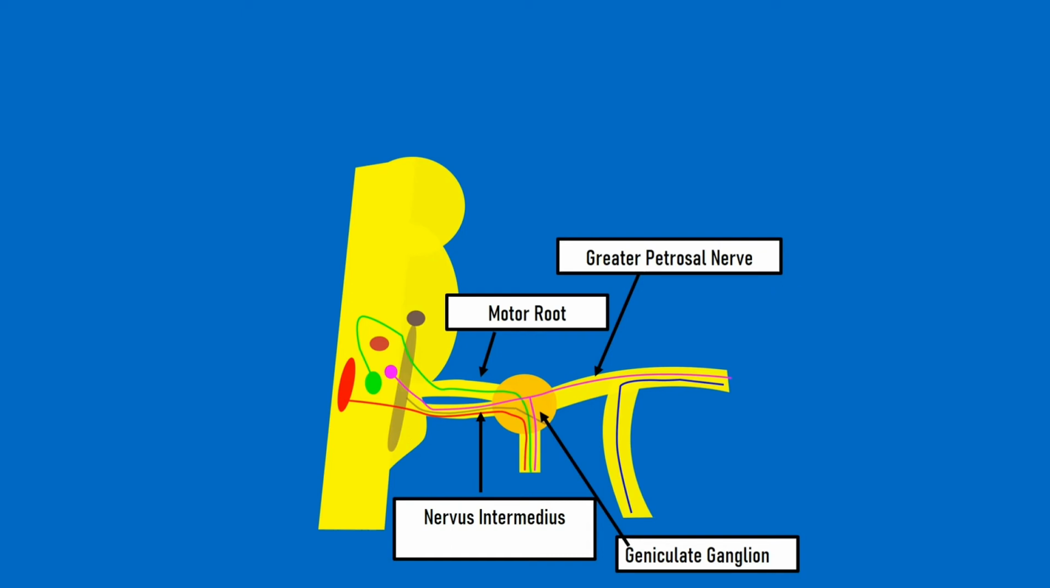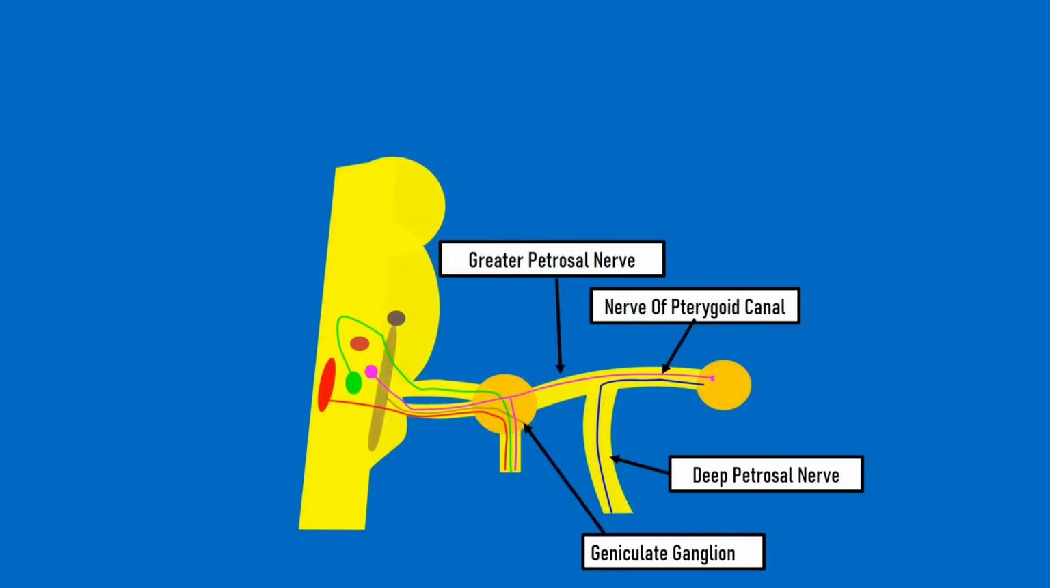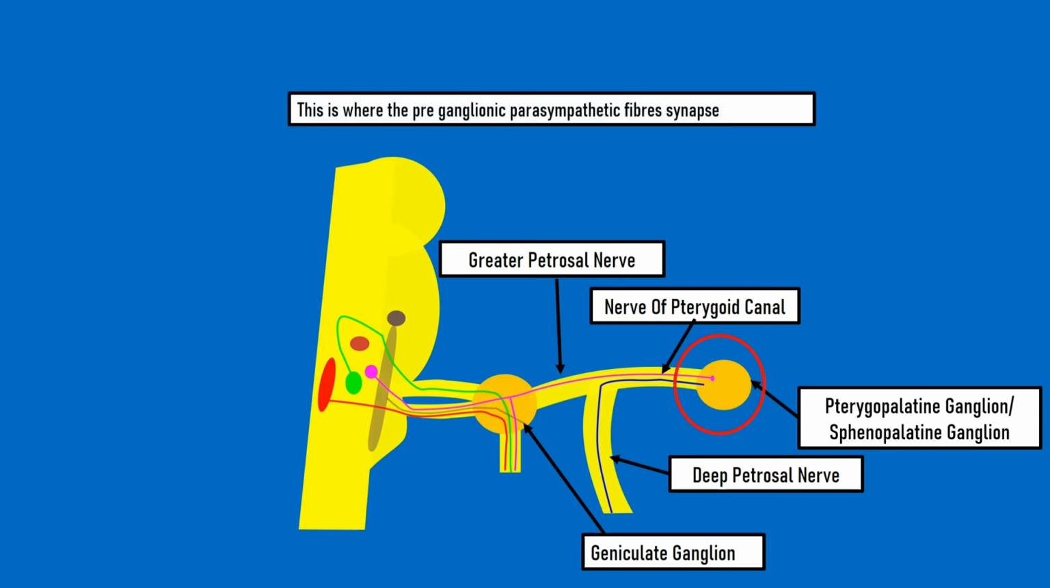Along its course, the deep petrosal nerve joins the greater petrosal nerve, and together they form the nerve of the pterygoid canal. The nerve of the pterygoid canal passes through the pterygoid canal to enter the pterygopalatine fossa, which contains the pterygopalatine ganglion. The pterygopalatine ganglion is also known as the sphenopalatine ganglion. So it is at the pterygopalatine ganglion that the preganglionic parasympathetic fibers to the lacrimal gland synapse.